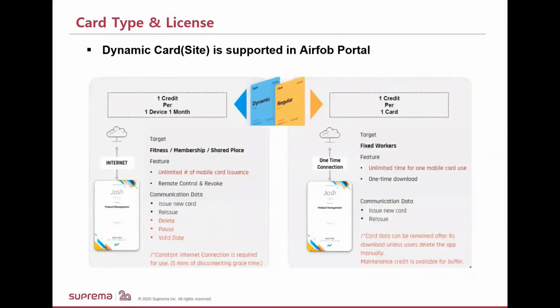The first and the biggest difference is supporting card type change. We have two card types as the image on the front. Regular card is the one you used before in Biostar 2. With regular card, 1 credit will be decreased per 1 card issuing. The regular card does not have time limit, so you can use the card as long as you want.